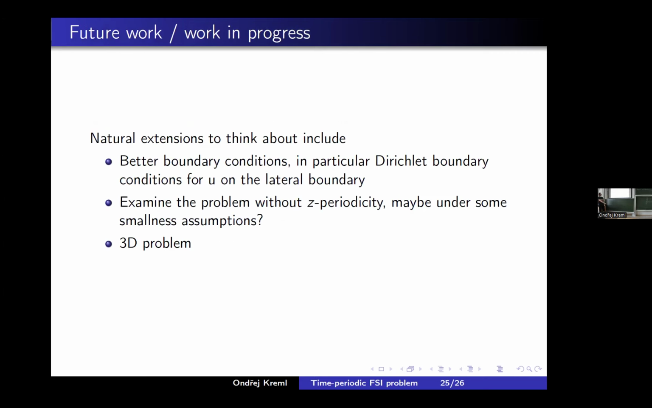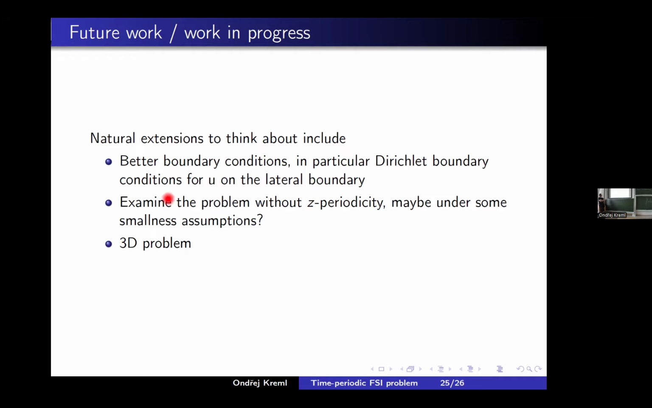Okay, so I'm almost at the end of my talk, so just some ideas on how to proceed further with this problem. So of course, as I mentioned, what would be really nice is to have better boundary conditions. In particular, the first step would be to have Dirichlet boundary conditions for the velocity on the lateral boundary. Of course, it's difficult to examine the problem without the periodicity in the vertical direction, because then you run into the danger that the beam touches the boundary, which you would have to prevent.